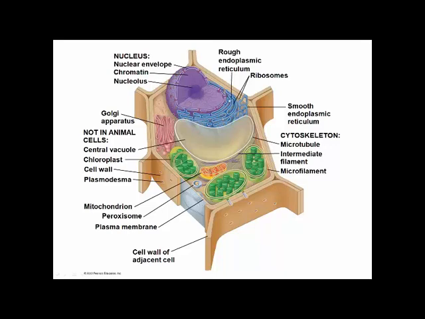In the plant cell, same setup. We're going to see that the functions of these organelles are the same, but I want you to notice that what's missing in this picture is a lysosome. Lysosomes tend to not be found in plant cells. The things that happen in lysosomes tend to happen in the vacuole, which is part of the next lecture.